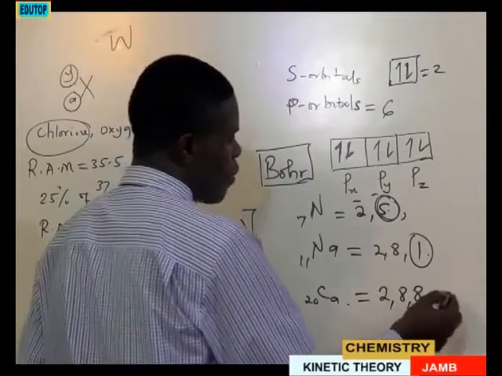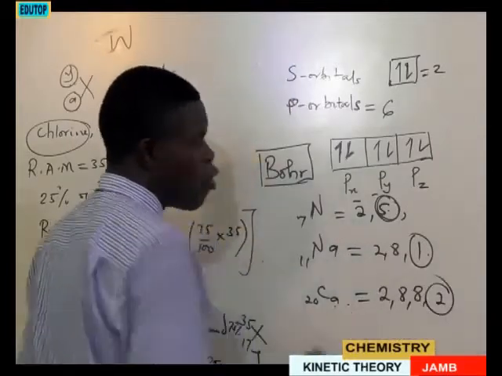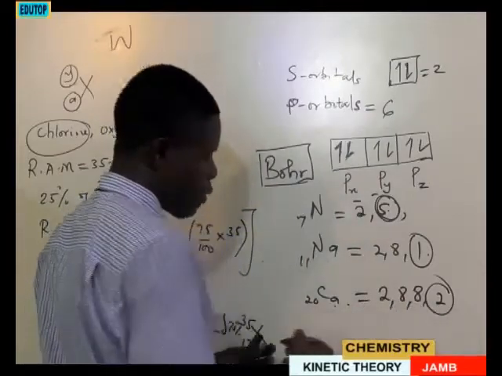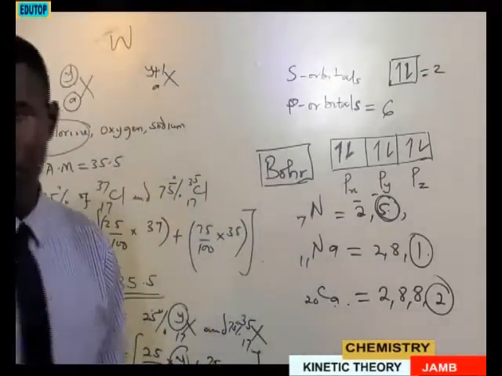Also this, what is the valence electron here? 2. This one will be a group 2 element. What about period? 1, 2, 3, 4. So this one will be a period 4 element.